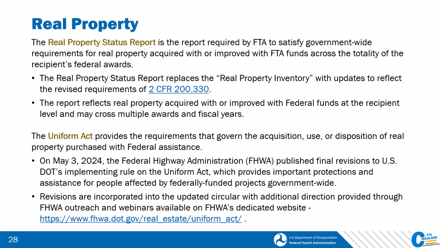The Uniform Act provides the requirements that govern the acquisition, use, or disposition of real property purchased with federal assistance. The Federal Highway Administration, otherwise known as FHWA, published revisions to US DOT's implementing rule on the Uniform Act in early May 2024. These provide important protections and assistance for people affected by federally funded projects government-wide.